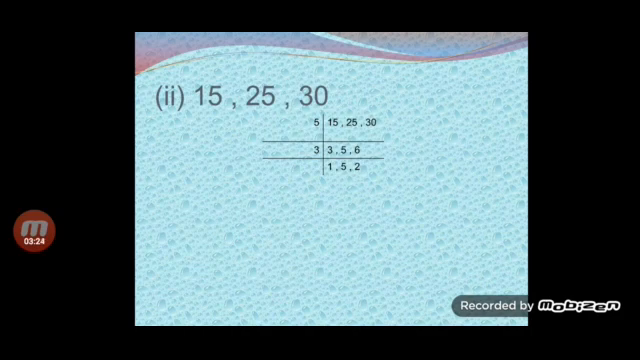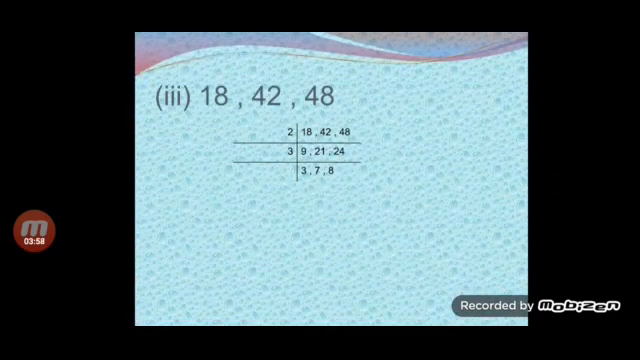Next one is 15, 25 and 30. All three are divisible by 5. So we'll take 5. Next we are having 3, 5 and 6. So 3 and 6 are divisible by 3. So we get 1, 5 as it is we are writing and 2. So here we will be stopping here and the LCM will be 150. That is 5 into 3 into 5 into 2.